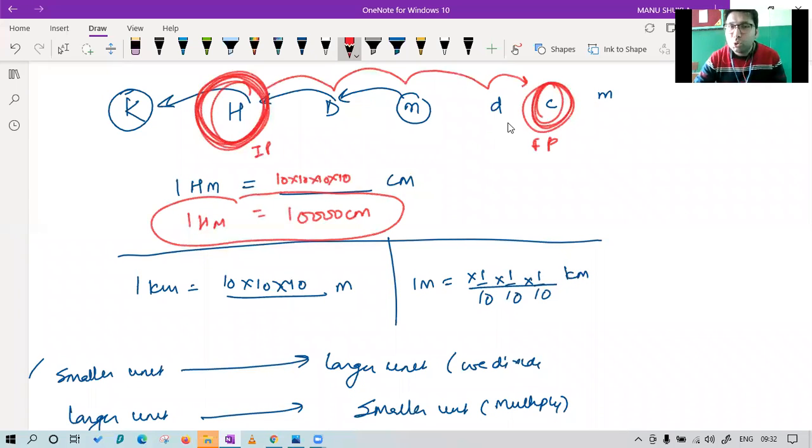Now all of you tell me my last question for you. In 1 millimeter, how many kilometers? Please see what is the initial thing, what is the final thing, and see from where to where you are going, and you will get the answer. 1 millimeter is equal to how many kilometers?